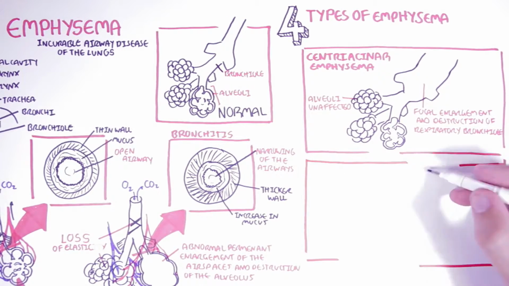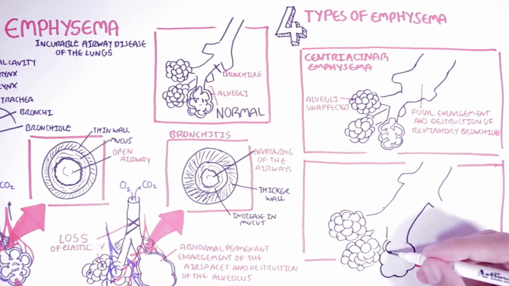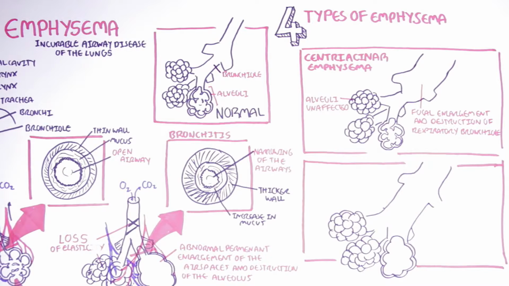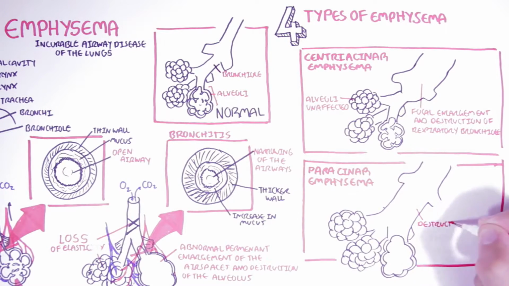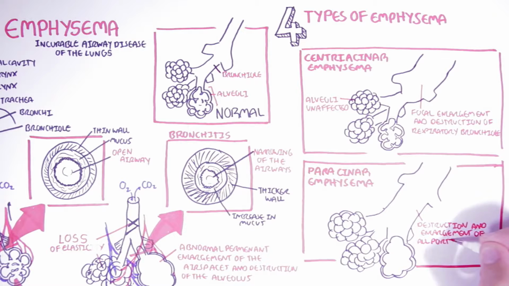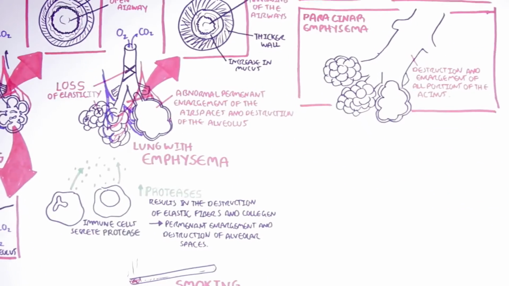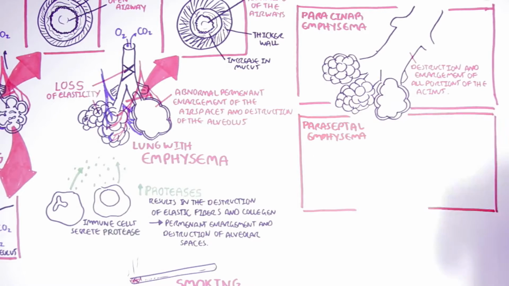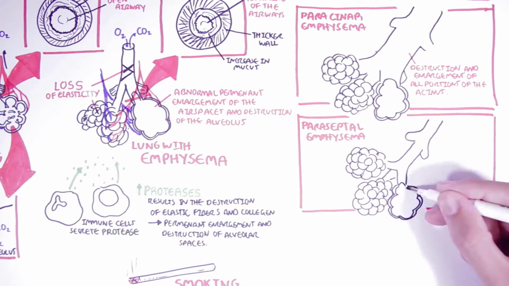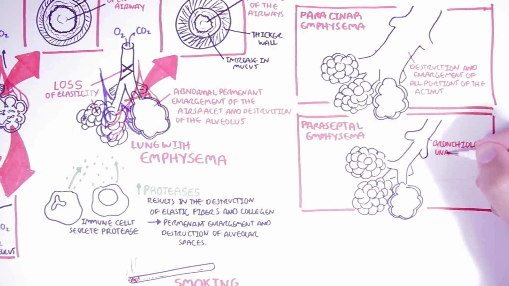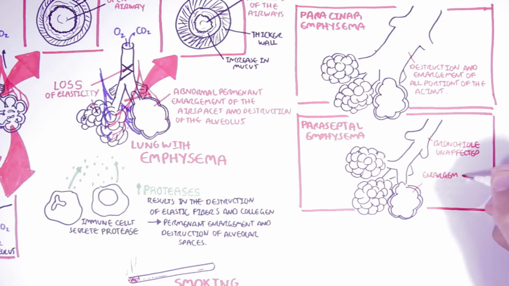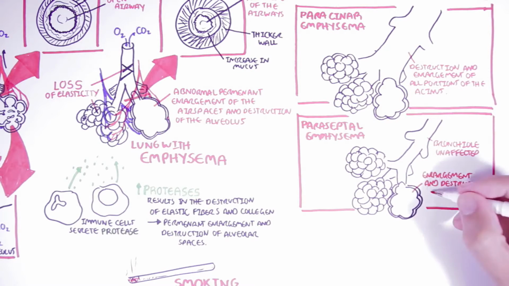The second type of emphysema is paracinar emphysema. This involves the enlargement and destruction of all portions of the acinus, which is basically enlargement and destruction of the bronchioles and the alveoli, essentially. Then we have the third type of emphysema, which is the paraseptal emphysema. This is where the bronchioles are unaffected, but we have enlargement of air spaces and destruction of the alveoli.